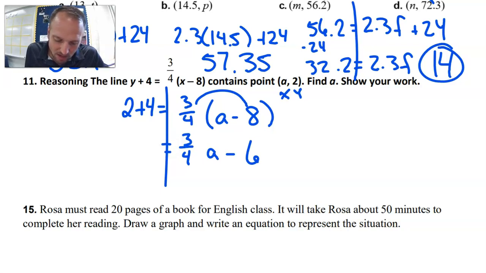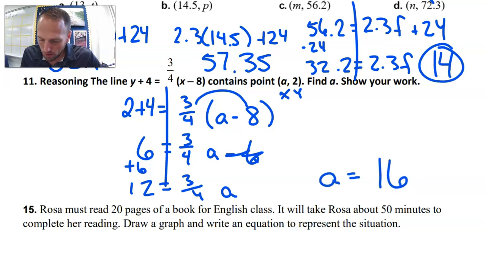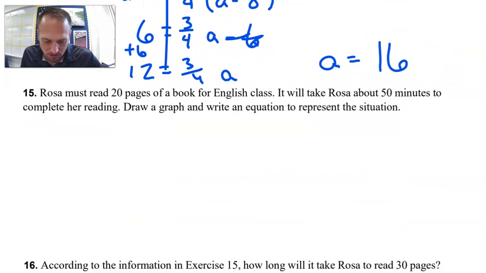And on the left side, 2 plus 4 is just going to be 6. So now let's just solve it. Add the 6 across, so plus 6. Then we're going to get 12 equals 3/4 of a. And when we divide by 3/4, we're going to get a equals 16. All right? So no problem. Real easy stuff.